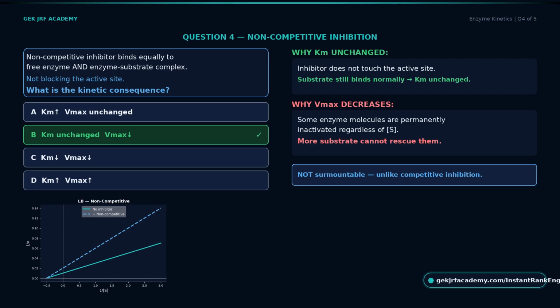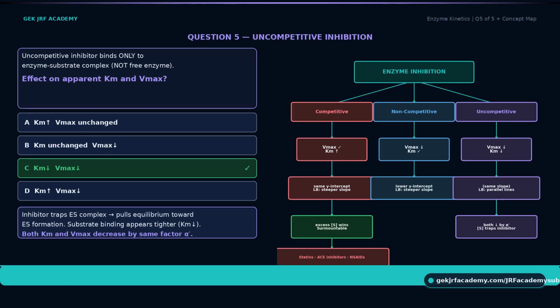Km is unchanged because the inhibitor does not prevent normal substrate binding. But Vmax decreases because a fraction of enzyme molecules are permanently inactivated regardless of how much substrate you add. Unlike competitive inhibition, non-competitive inhibition cannot be overcome by increasing substrate concentration. Question 5. And the most counterintuitive of the three.